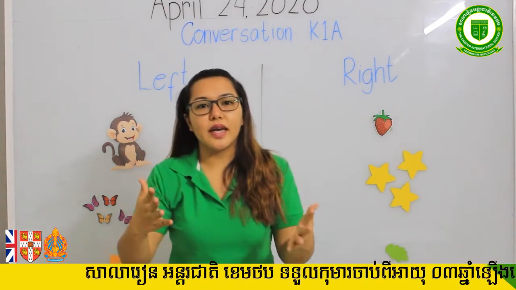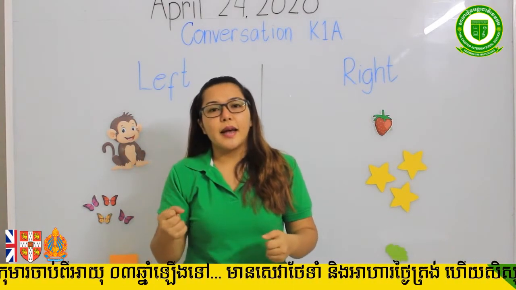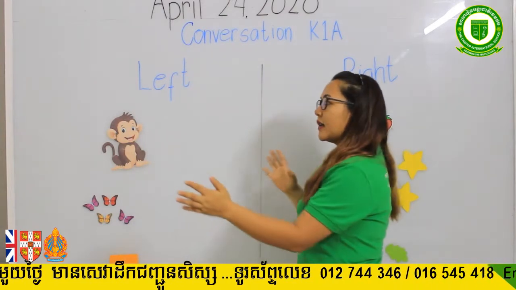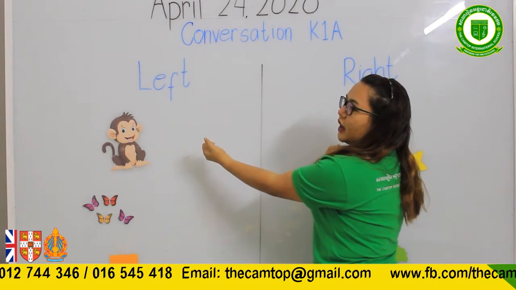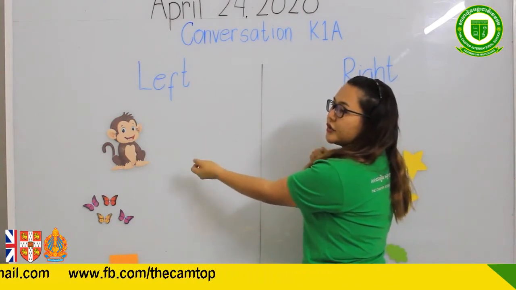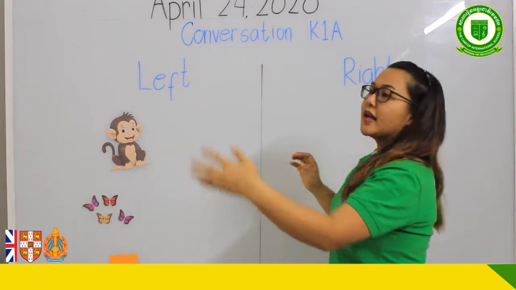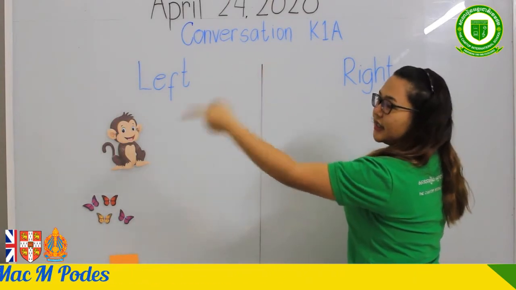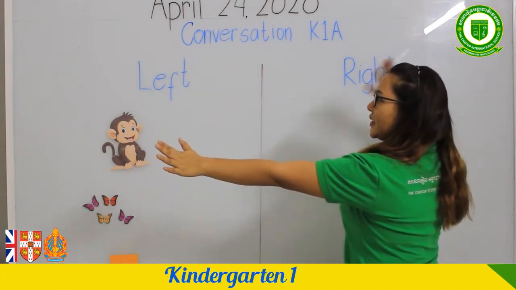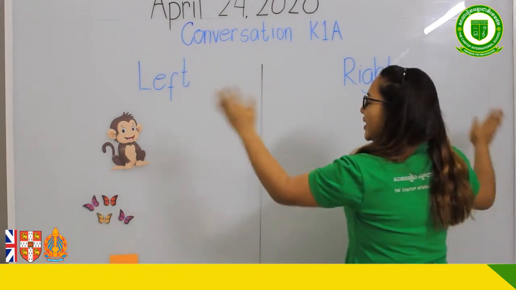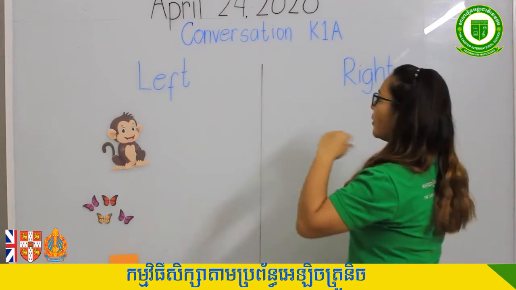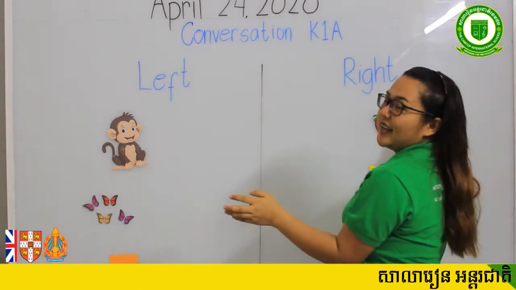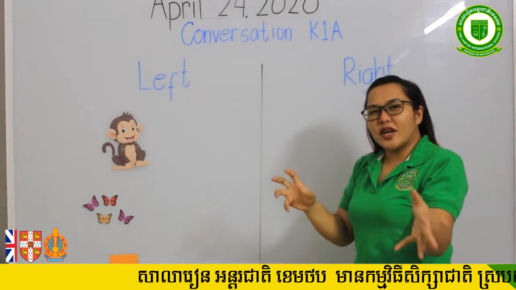Right now, kids, we are facing each other. But while watching this video, we are going to use the board to know which is your left and which is your right. Right now you're facing the board, that's why left is this side, and this is your right side. This way is going to be easier for you to understand. So this is your left and this is your right. Left and right.